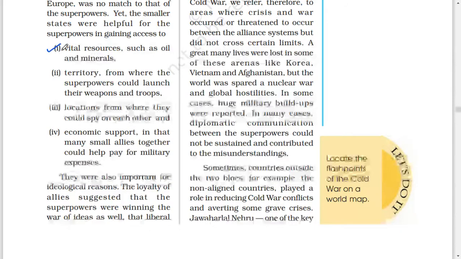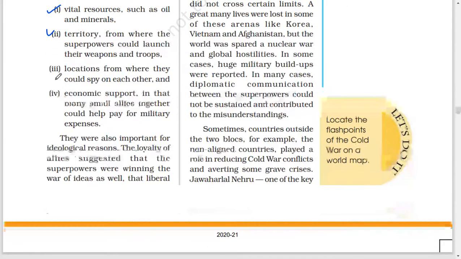1. Vital resources such as oil and minerals. 2. Territory from where the superpower could launch their weapons and troops. 3. Locations from where they could spy on each other. And 4. Economic support, in that many small allies together could help pay for military expenses.